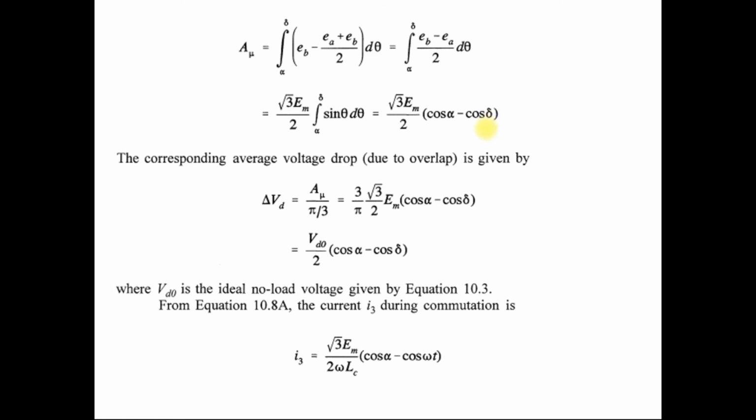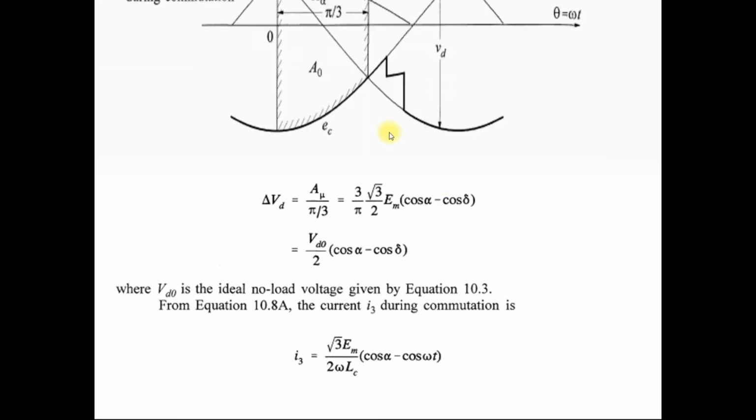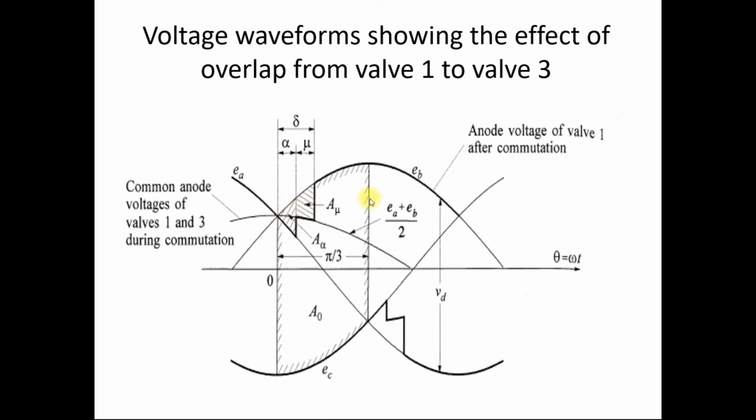So this is the only area in the waveform where it is reduced because of commutation. But we want to find out how much the average voltage is reduced. So for that, here we consider the case of only one commutation, only a 60-degree period. Clear? So how much average voltage drop in this area?